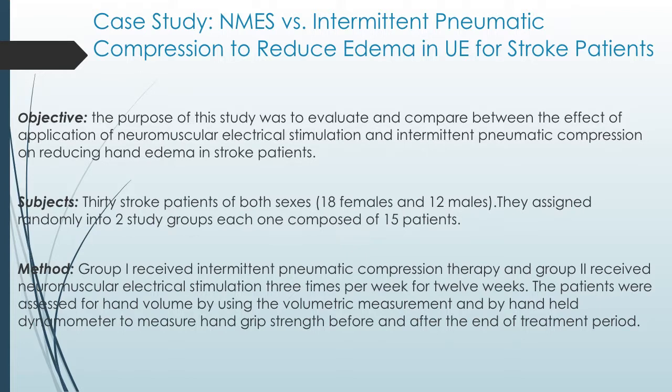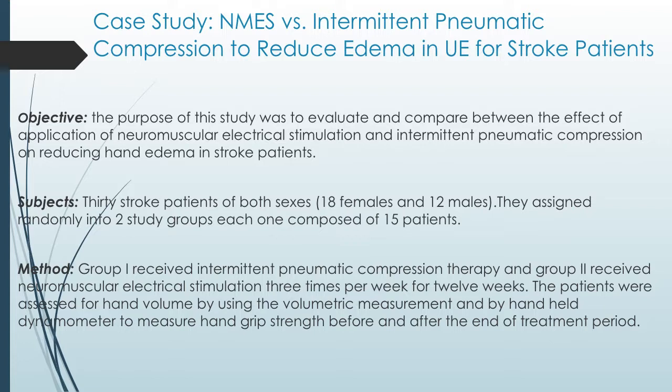In this case study, edema is commonly found in the affected upper extremity from the inability to voluntarily produce a muscle contraction. The following case study abstract is as follows. Objective. The purpose of the study was to evaluate and compare the effect of application of neuromuscular electrical stimulation and intermittent pneumatic compression on reducing hand edema in stroke patients. 30 stroke patients of both sexes, 18 females and 12 males, were assigned randomly into two study groups, each group of 15 patients.